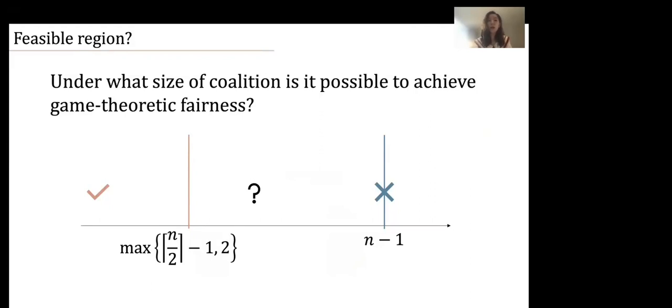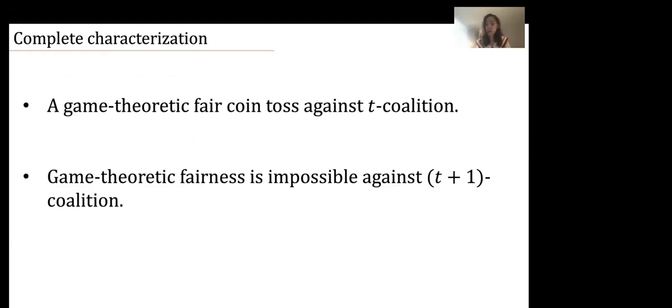So we ask the question, under what size of coalition is it possible to achieve game theoretic fairness? Exactly where should we draw the line, the boundary between feasibility and infeasibility? This work answers this question. We explored the broad range of parameters of coalition size between half and n minus one.